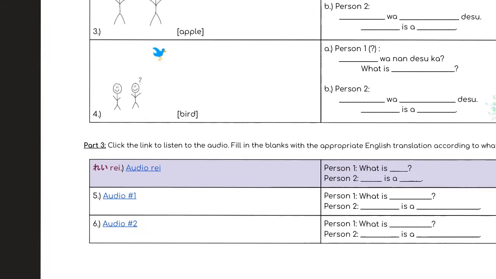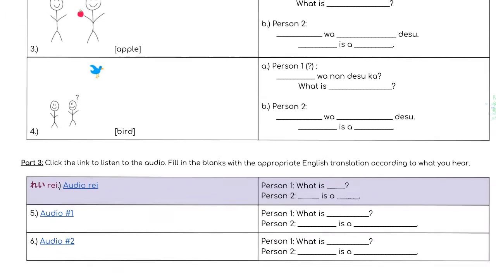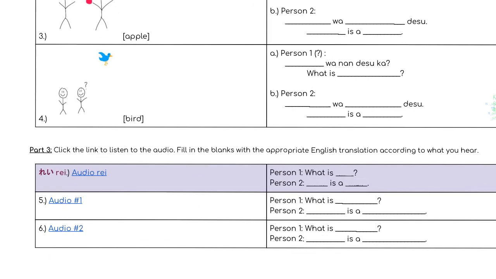Okay, so when you're doing numbers 5 and 6, you can scroll down to the Benri na Tango section, and it'll have the different words, so you can listen and choose which words from the bank.